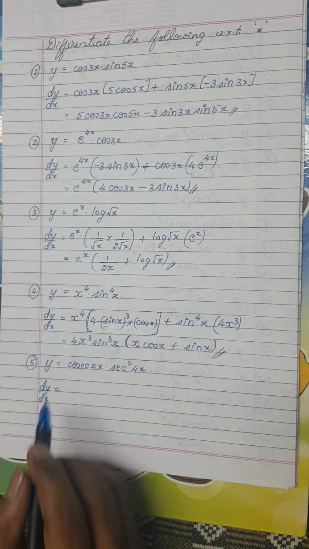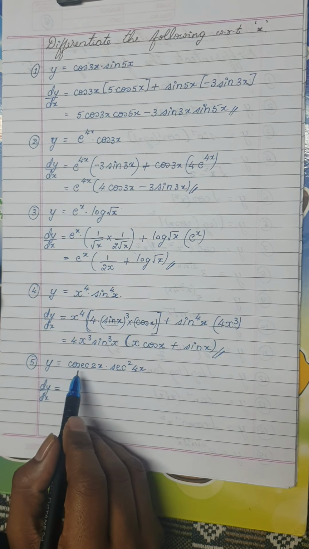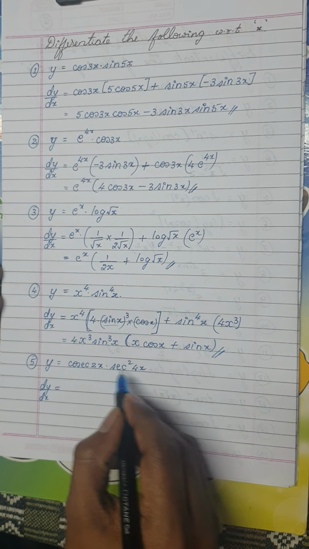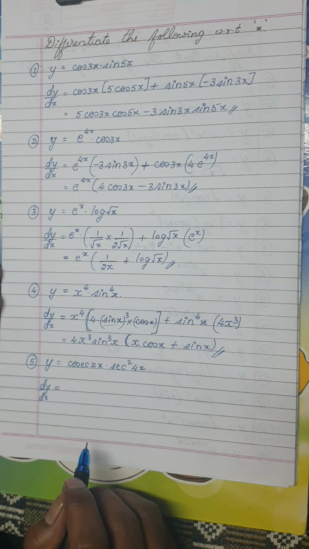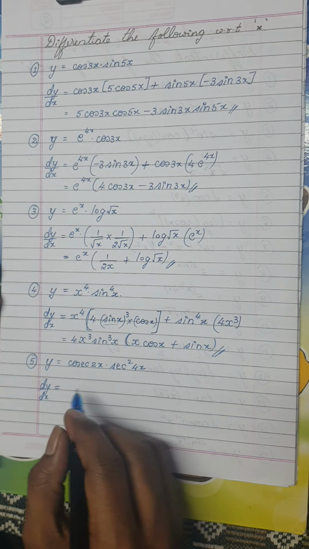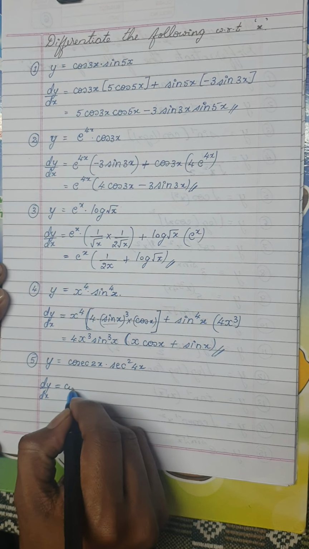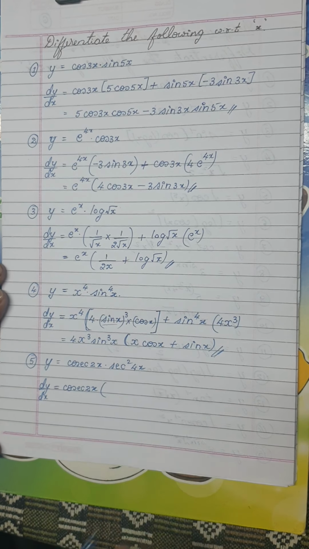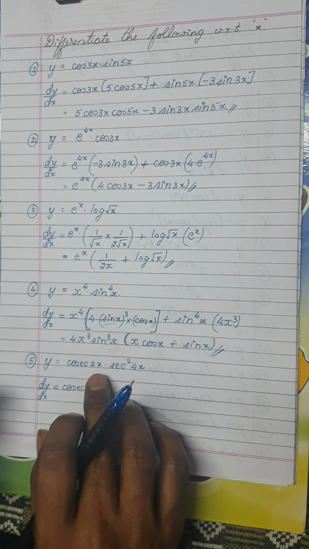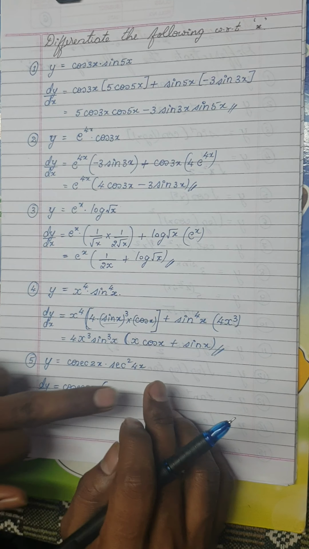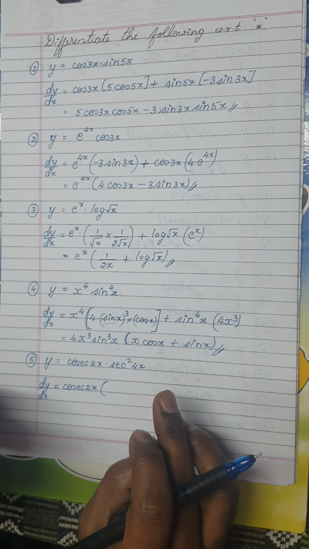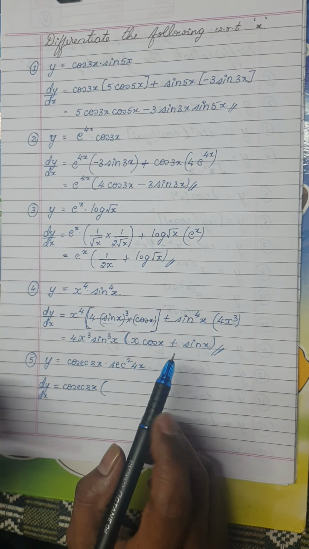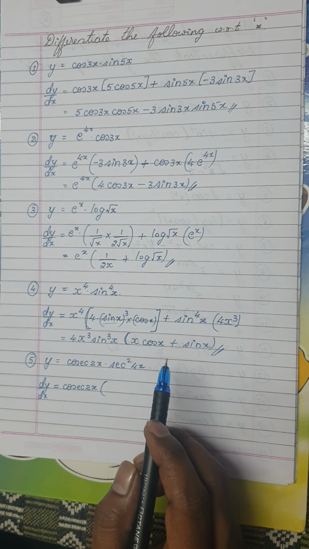The next question is, y is equal to cosecant of 2x into secant square 4x. Please be careful. Using the product rule, cosecant 2x is kept outside. Now this is of the form secant square. We don't have the derivative of secant square. Please remember, we just have the derivative of secant.